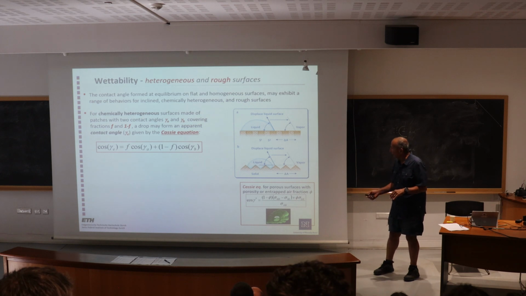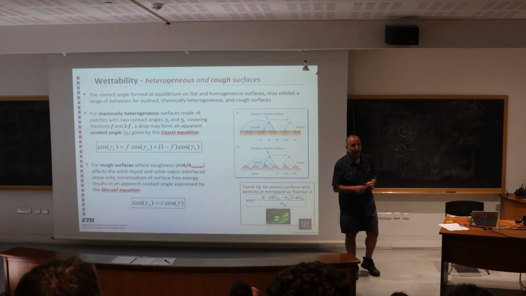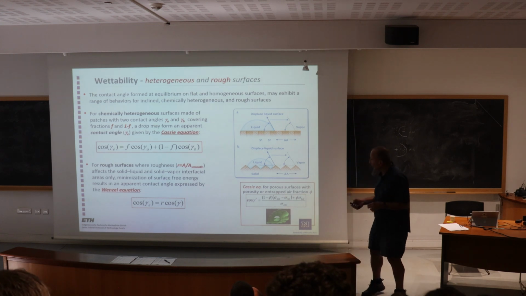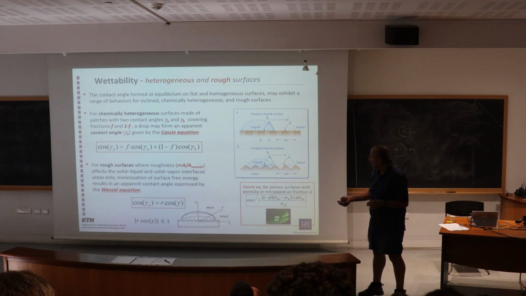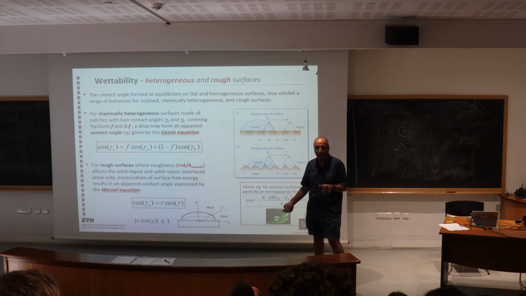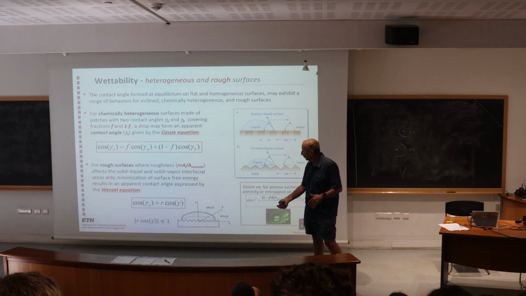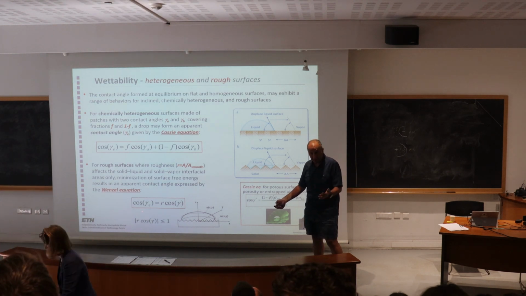Good. So let's talk about what happens when the surface is rough. When the surface is rough, the effective contact angle, according to Wenzel, is simply the roughness ratio times the original contact angle's cosine. It's a bit problematic because we cannot have the absolute value of the cosine greater than 1, either -1 for hydrophobic or 1 for hydrophilic. So that's one thing.